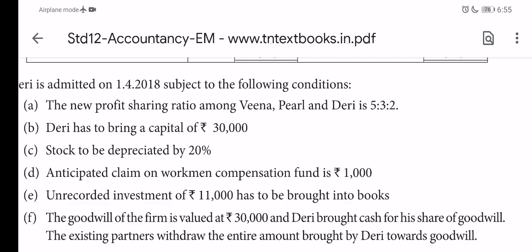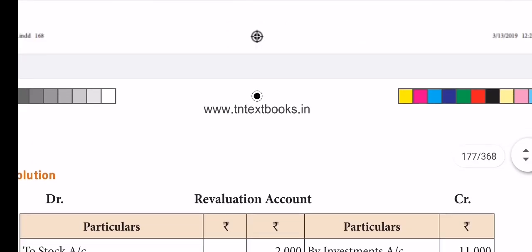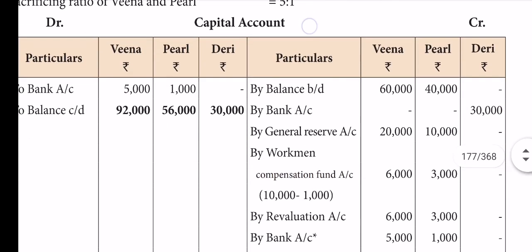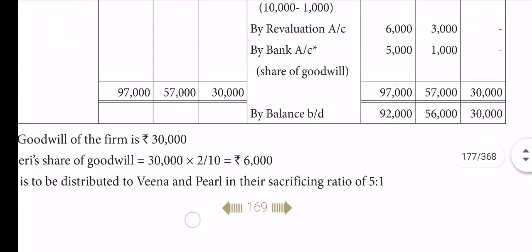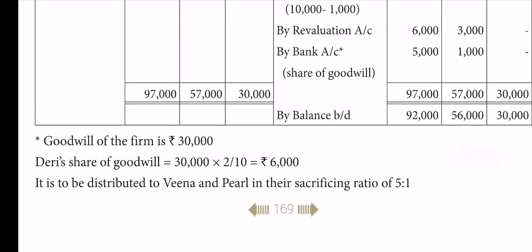First, find it. The goodwill of the firm is 30,000. The new partner's share is 2/10. First find that: new partner's share of goodwill, 30,000 into 2/10. If you simplify that, you will get 6,000.